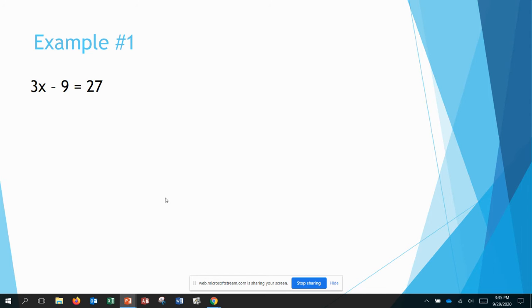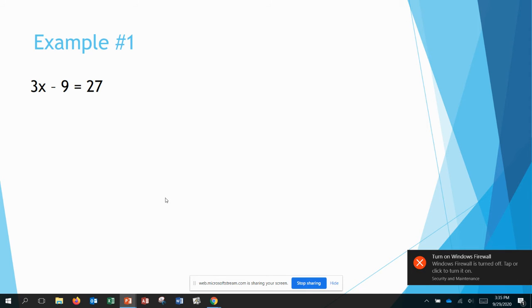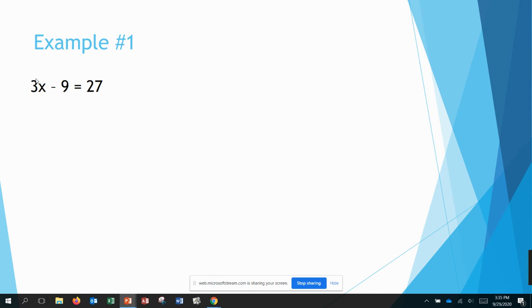You may be familiar with this a little bit, but just as with our one-step equations, remember that we need to solve for x. So we need to isolate our x value on the left-hand side of the equation. Right now, x is both being multiplied by 3 and having 9 subtracted from it.